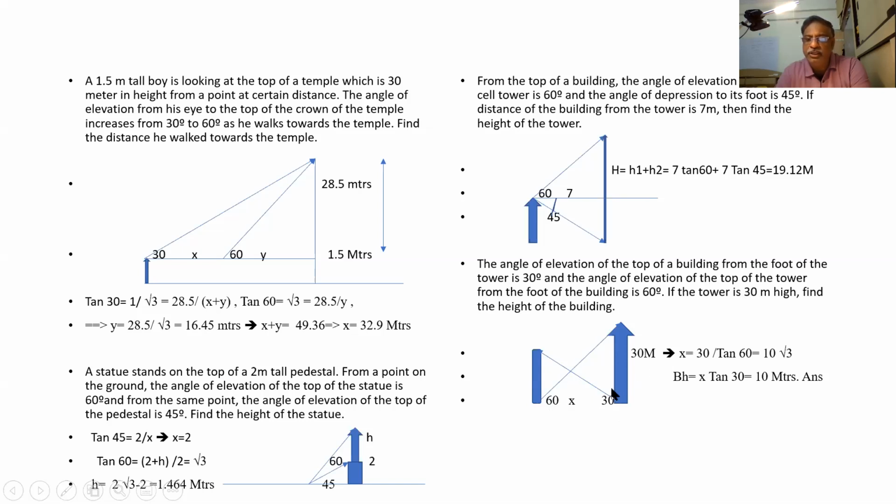From this tower, I can know that the distance is x. tan 60 is equal to 30 by x. x is equal to 30 by tan 60. So tan 60 is root 3. So 30 by tan 60 is 10 root 3, since 30 by root 3 is 10 root 3. So now what is tan 30? Tan 30 is this height by x. So this height is equal to x into tan 30. So that is 10 root 3. Tan 30 is 1 by root 3. So 10 root 3 by root 3 is equal to 10 meters.